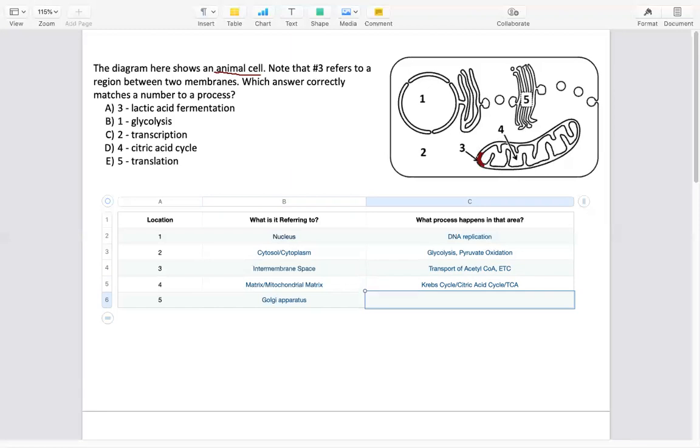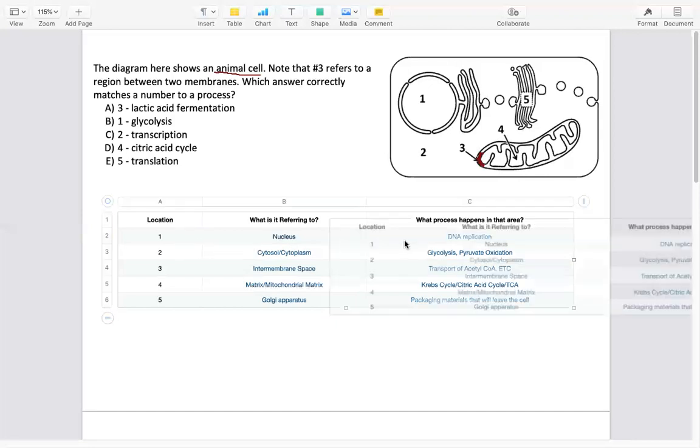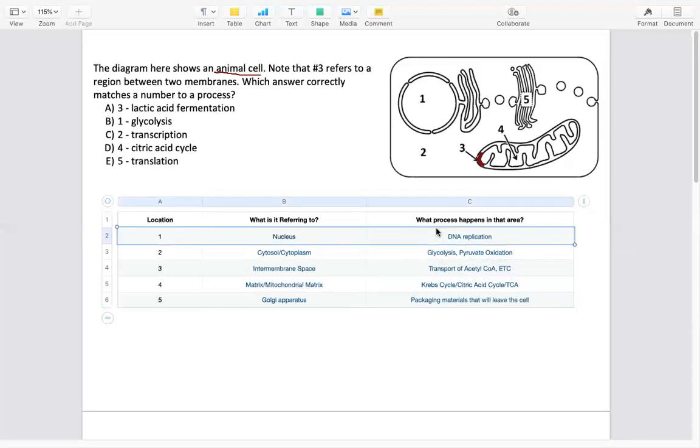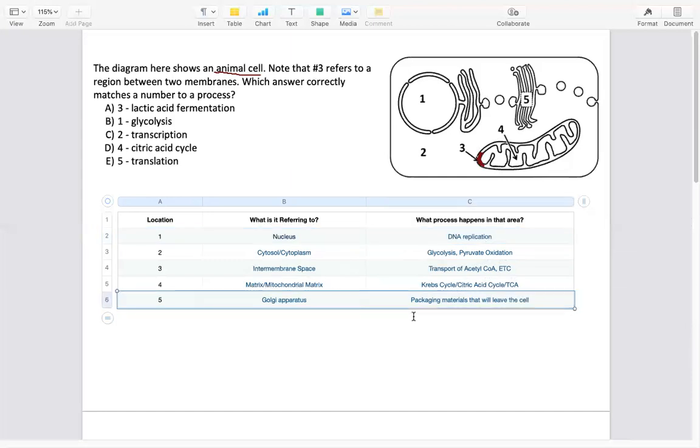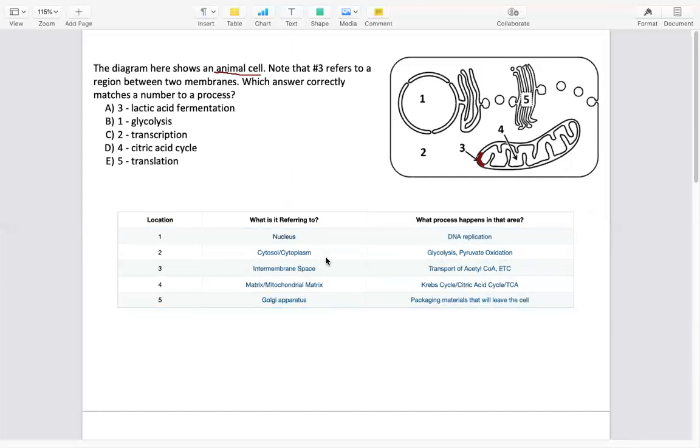When we think about what happens here, this is more for packaging materials that will leave the cell, right? So in terms of which ones we're not concerned with so much in this problem, they're the ones that we don't really deal with for cell respiration. For example, location one and location five. So these are both somewhat out of our answer choice here. And so we would then look for the rest. So we have 2, 3, and 4. So we look at the different processes that we have.